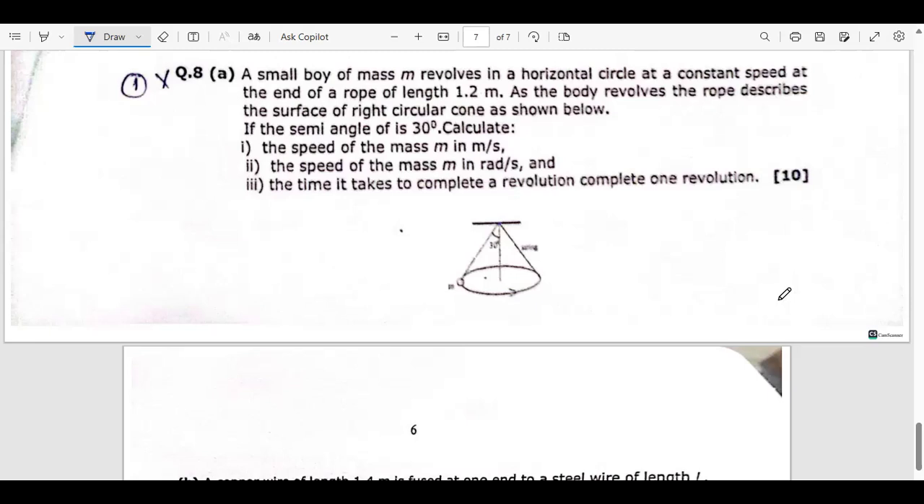To complete one revolution. I don't know what they wrote here, but they meant to complete one revolution, I guess.